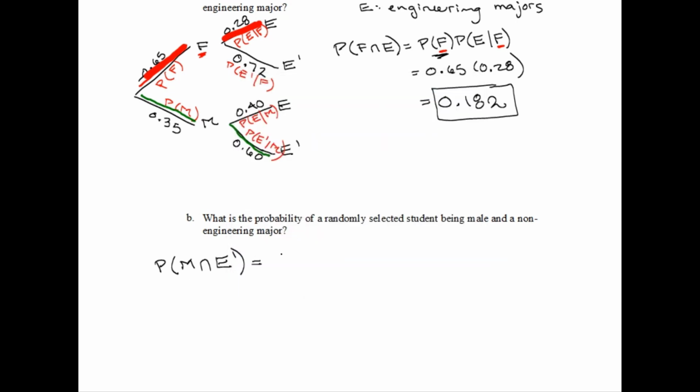Okay, so we get 0.35 times 0.60, and that gives me 0.21. All we did was multiply along the tree. Let's do another one.